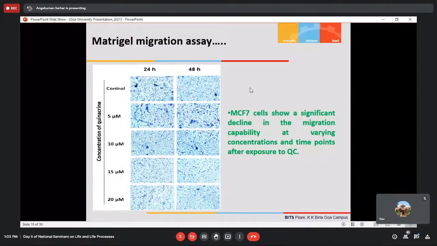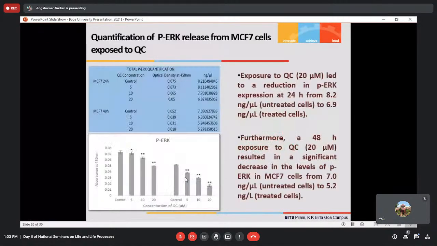In the same way, we have another way to show how the migration capability is getting stalled with the help of quinacrine. This is called a Matrigel migration assay. You expose the cells to Matrigel, then you stain the cells and count each cell to see how many cells have migrated. So here, if you see this picture, these are the migrated cells after exposure to quinacrine. You can see fewer cells are migrating with the increased dose of quinacrine.